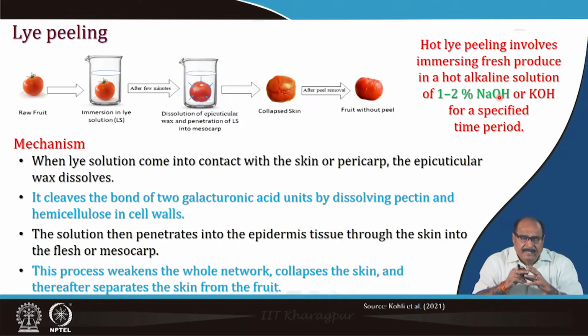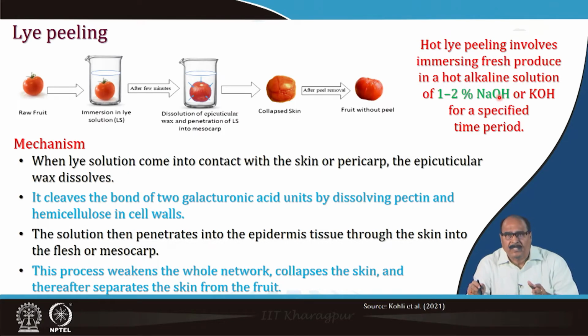Lye peeling is again a very common method which is used for peeling commodities like tomato, etc. Okay. It involves immersing fresh produce in a hot alkaline solution, that may be 1 to 2% sodium hydroxide or potassium hydroxide for a specified period. Sodium hydroxide is most commonly used.